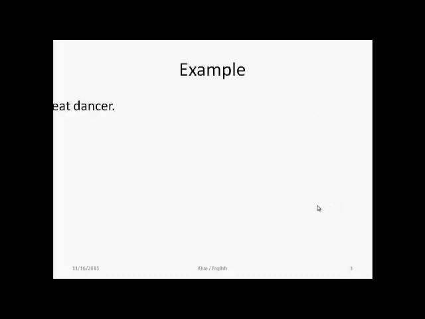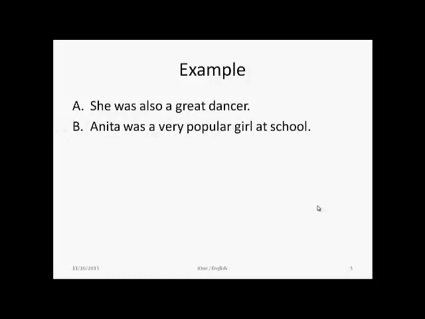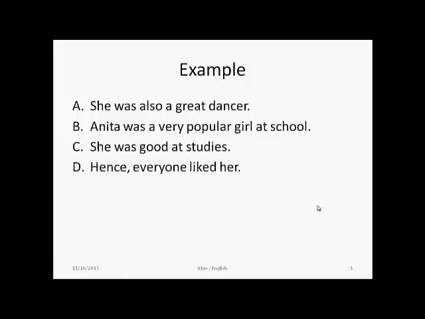So for example, we are given a few sentences. A. She was also a great dancer. B. Anita was a very popular girl at school. C. She was good at studies. D. Hence everyone liked her. Now, it is up to you to decide in what order these four sentences should be arranged so as to make a coherent passage.